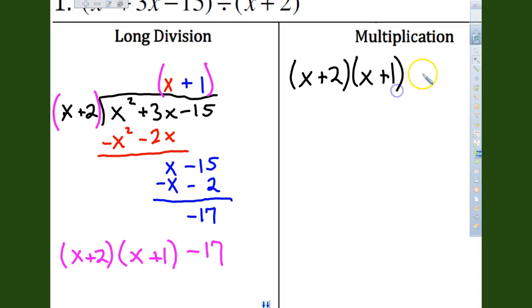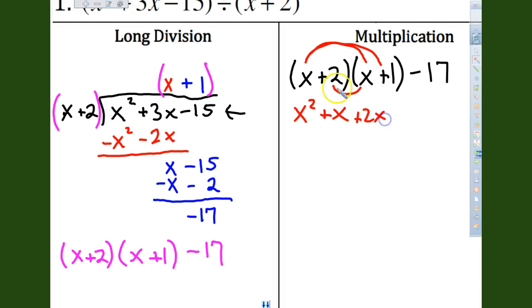Okay. So once again, we're going to do a check, multiply it back together, and at the very end subtract 17, and we're looking to make sure it matches the dividend. So we'll know it's correct if all 3 of these match exactly the same. So a little review of multiplying. So we get x squared plus x, and then plus 2x, and plus 2. And that minus 17 is still there.